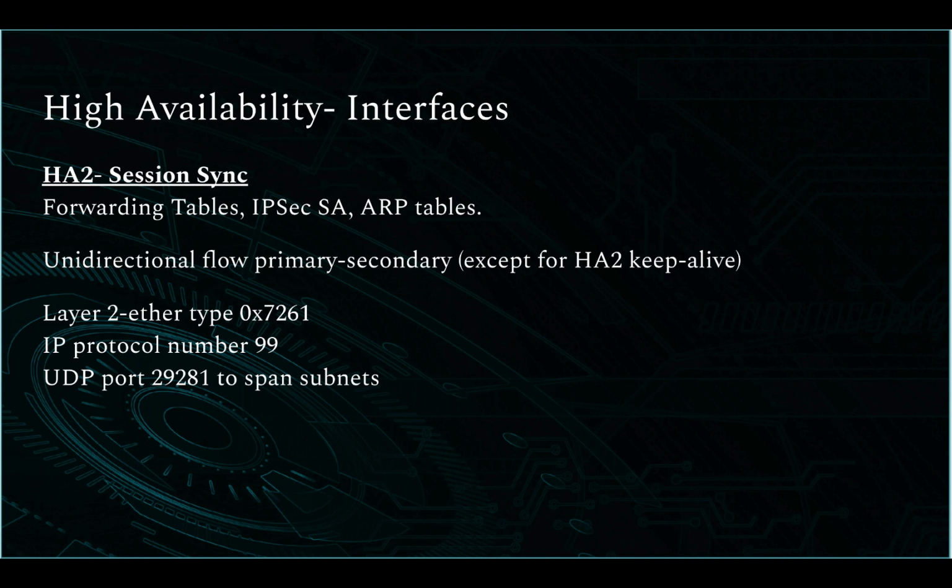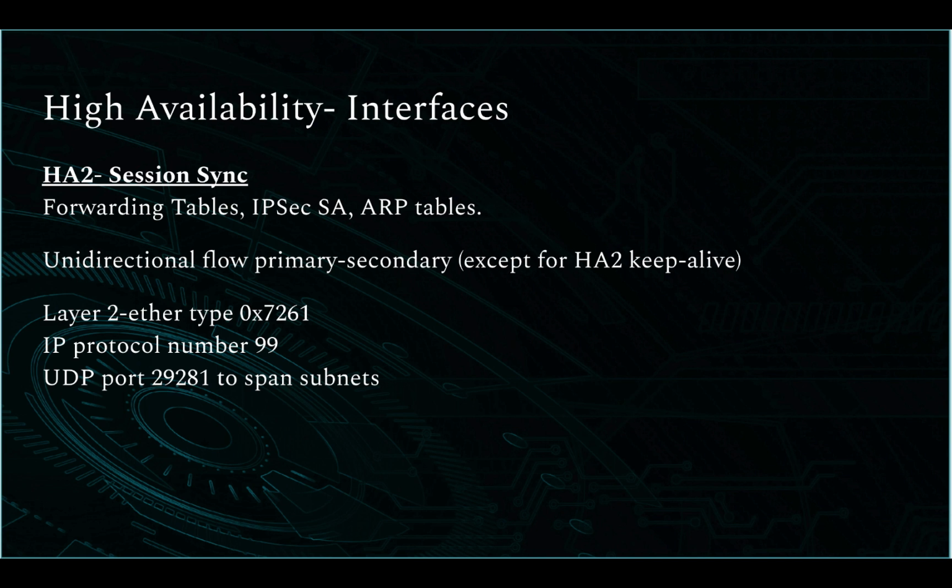HA2 is our session sync link, and that's going to be all of our forwarding tables, our IPsec security associations, our ARP tables, and all of this primarily is going to be in a unidirectional flow, going from our primary firewall to the secondary firewall. The only exception for that is what's known as the HA2 keep alive, which is this HA2 link up and can we communicate across it? And so you'll occasionally see keep alives coming from our secondary firewall going back to the primary firewall.